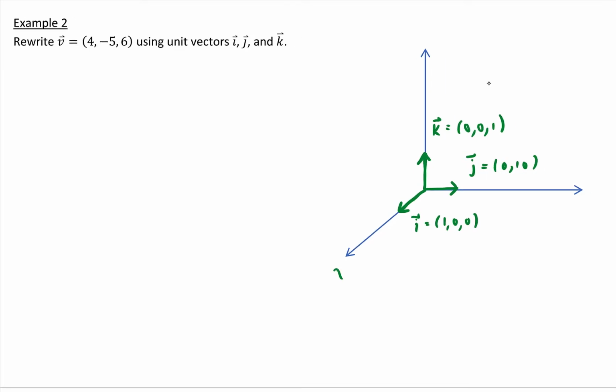So remember, our x-axis points out towards us, the y goes to the right, and the z points upwards. So if I want to rewrite 4, negative 5, and 6 using these special vectors, remember 4 means 4 along the x, negative 5 means negative 5 along the negative y-axis, and 6 means plus 6 along the z-axis. So we can say that 4, negative 5, and 6 is equivalent to 4i minus 5j plus 6k. So those are two representations of vectors in 3 space.